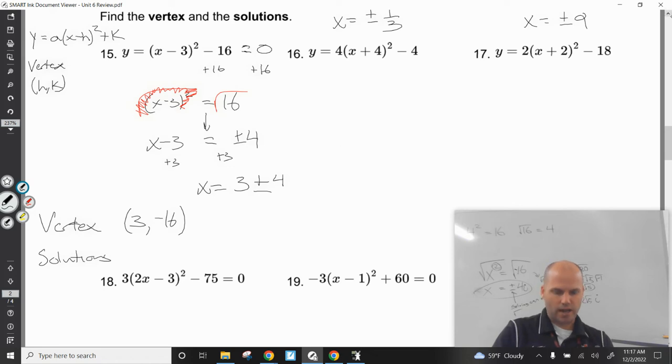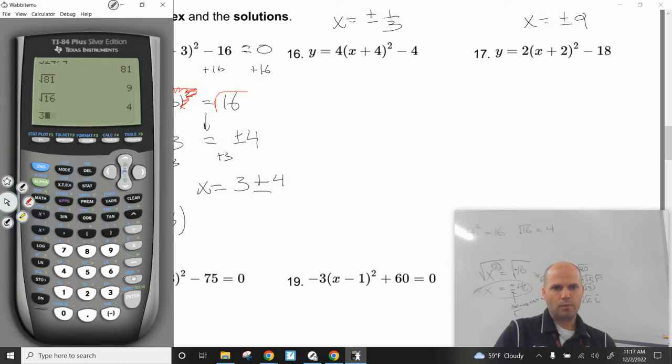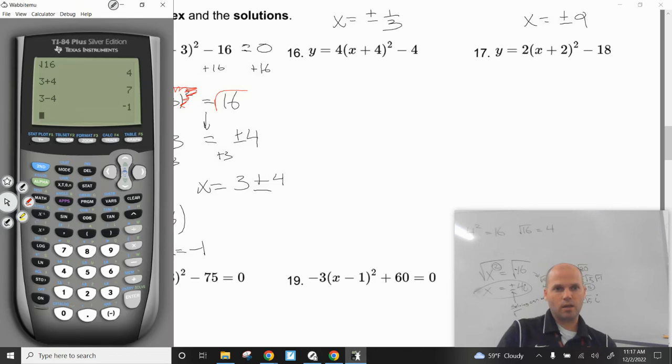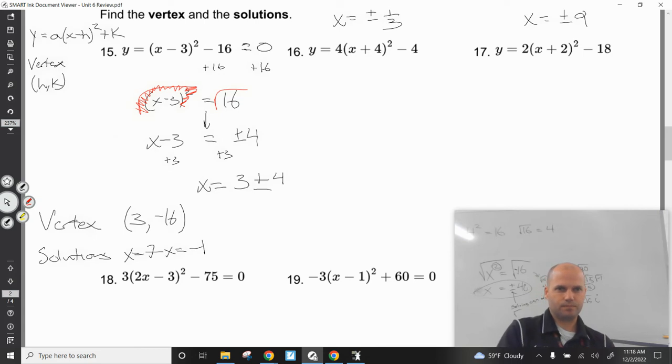Now you could do this in your calculator right now. 3 plus 4, 3 minus 4. What you don't want to do is say plus and minus 3. Like you're not adding and subtracting 3. You're just adding 3 to positive and negative 4. So we get x equals 7 and x equals negative 1. You could have also done positive 4 plus 3 and negative 4 plus 3. That also gives you the two answers, but we like to have it in this form.